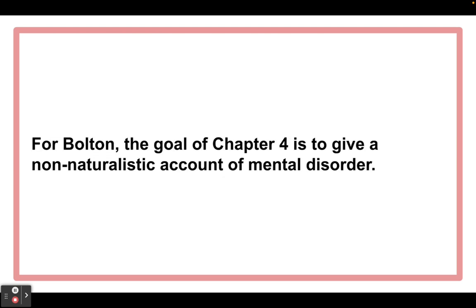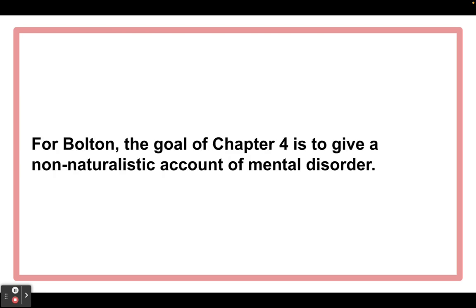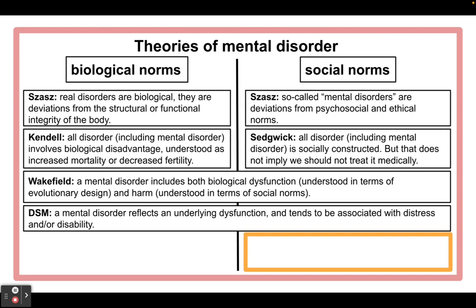Okay, now moving on to Bolton. He wants to give a non-naturalistic account of mental disorder. So, just to go back here briefly, if the left side is naturalism, he wants to be on the right side. He wants to give a normativist or non-naturalistic account of mental disorder. So he wants to choose this second option. He thinks that Wakefield is wrong and that mental disorders are simply conditions that mental health care treats that cause distress, disability, and he'll fall on this end of the diagram here. He'll be similar to Sedgwick in a way, in that he only thinks mental disorder can be grounded in social norms.